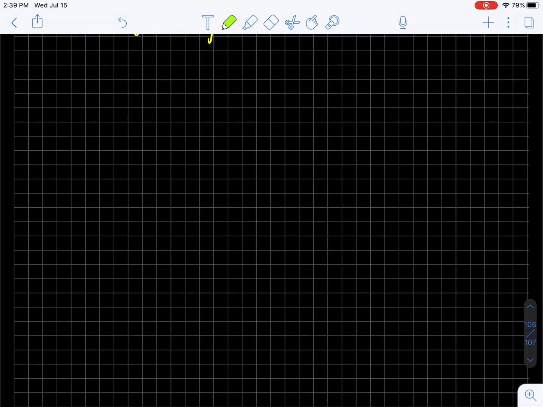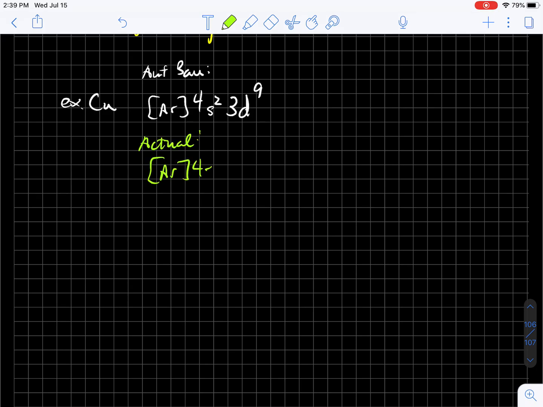We'll see the same Half-filled exception for a slightly different reason when we look at copper. Again, what would Half-filled predict? Half-filled would predict argon core, 4s2, 3d9. But you could probably already predict the actual configuration is argon 4s1, 3d10. Why? Because now we have a full d shell.